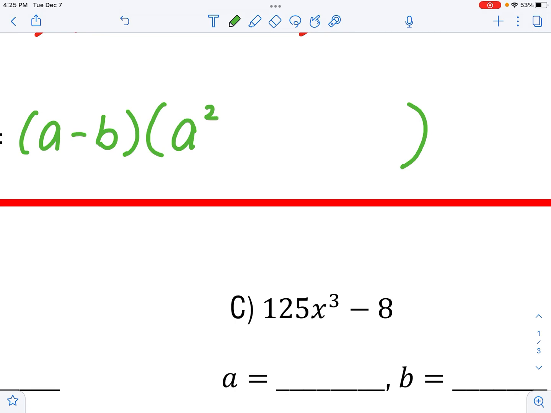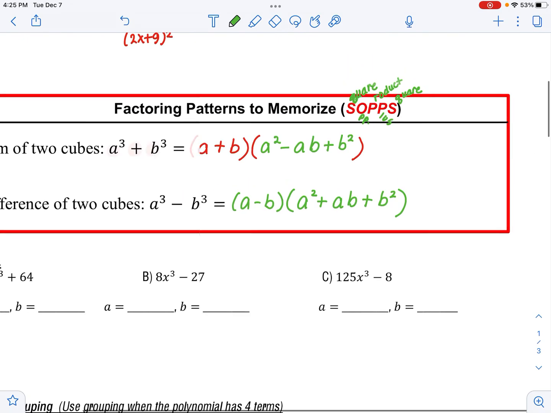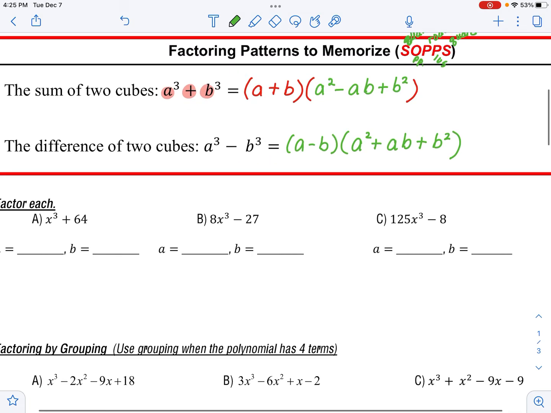S stands for square the first term, A squared. O stands for opposite, which is a plus this time. P stands for product, multiply these two. A times B is AB. P stands for plus. S stands for square the last term. B squared is B squared. And that's what it would factor to.